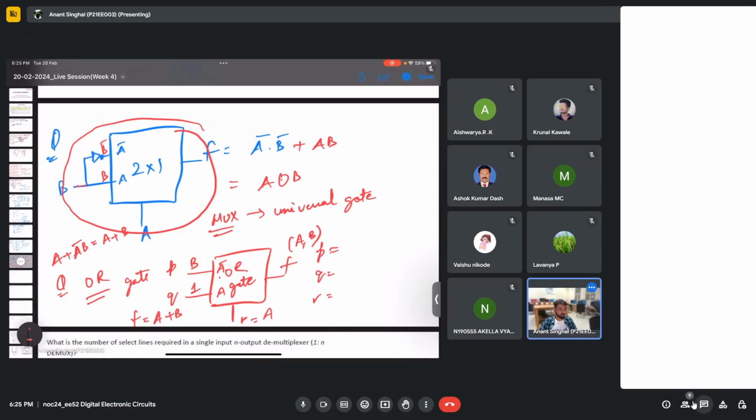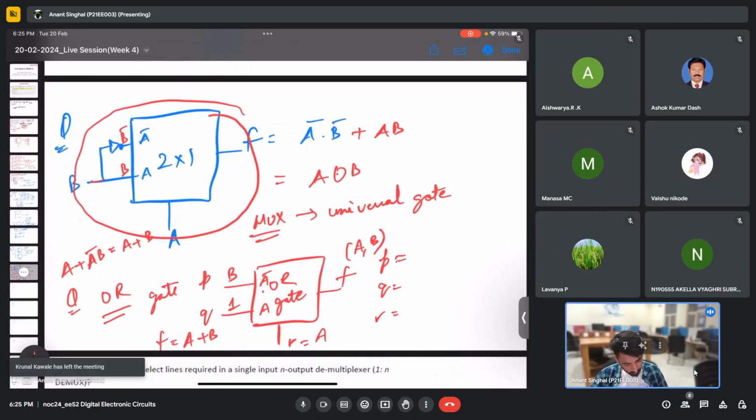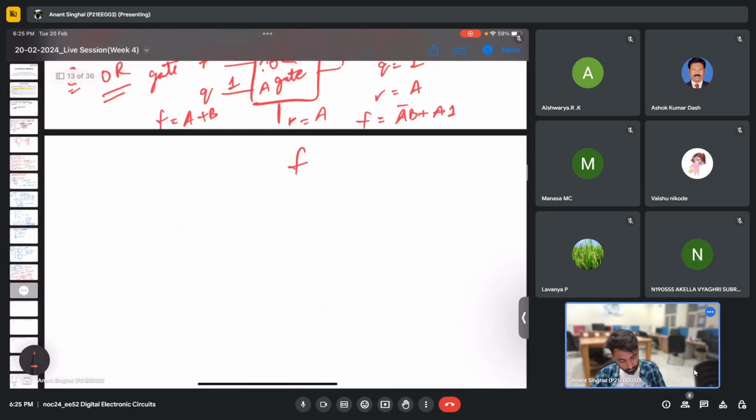So this particular function, if I take P as B, Q as 1, and R as A, then F will come out to be A complement B plus A times 1, that is A plus A complement B, and that is reduced to A plus B, which is an OR gate. So this is how you can make any logic expression using this mux.